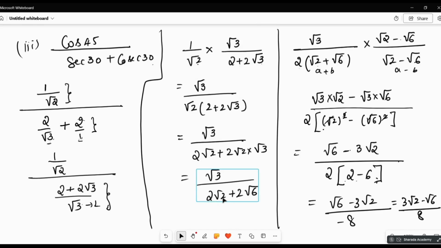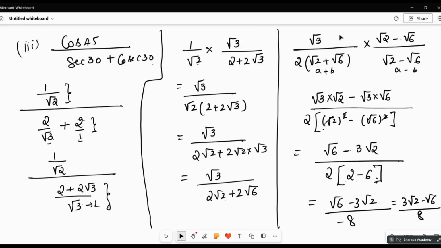So what I will do, first I'll take 2 common. I'll get root 2 plus root 6. This root I want to remove. So here, root 2 plus root 6 is there. I have to multiply and divide by root 2 minus root 6, so that I will get in the denominator a square minus b square. Okay. So I will multiply by root 2 minus root 6, divide by root 2 minus root 6.